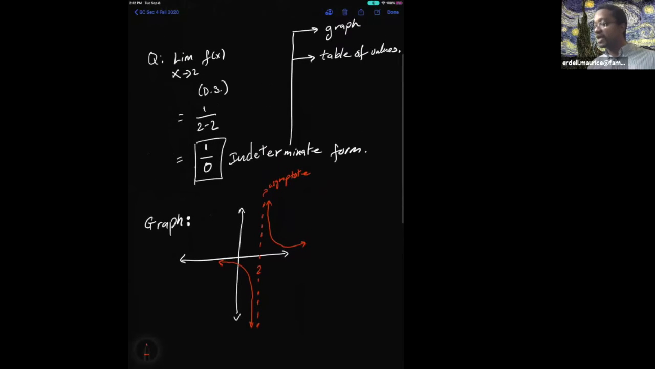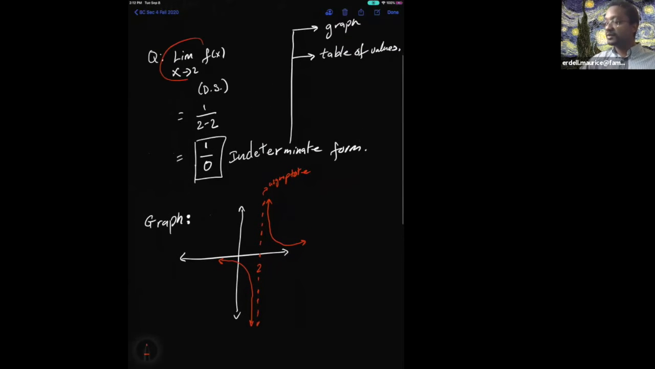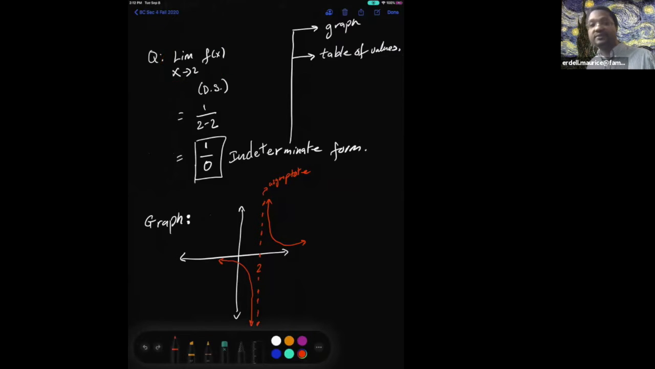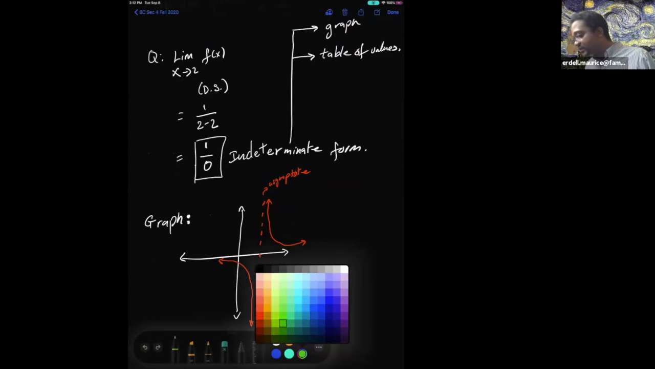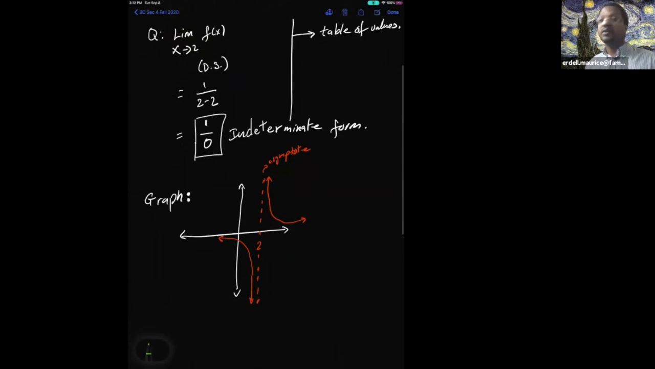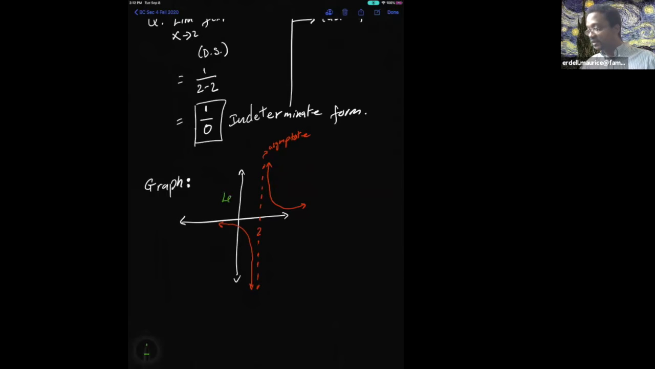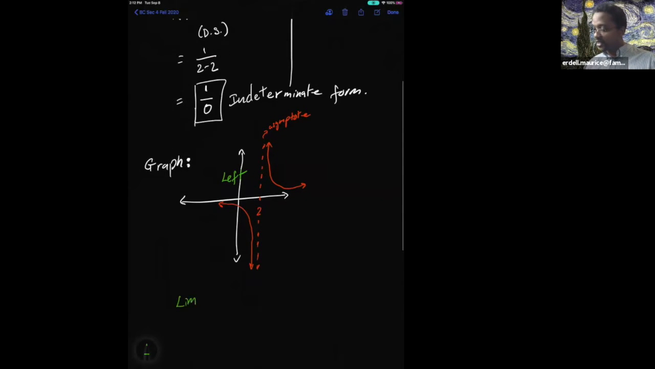So now that I have the graph of the function, I can now determine the limit. The way I am going to determine this limit is I am going to split this into two sides. I'm going to find the limit from the left, and then I'm going to find the limit from the right, and then I'm going to go from there. So the left side is over here. The limit as x approaches 2 from the left for my function, I claim that is going to be negative infinity.